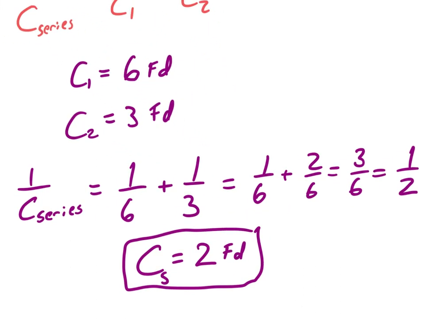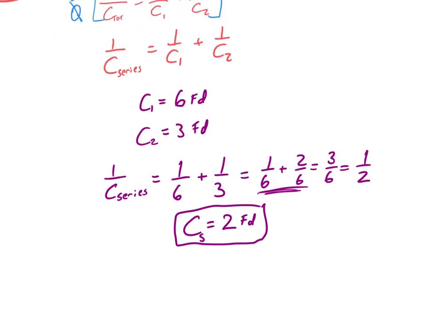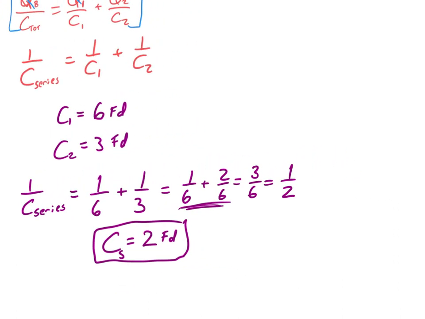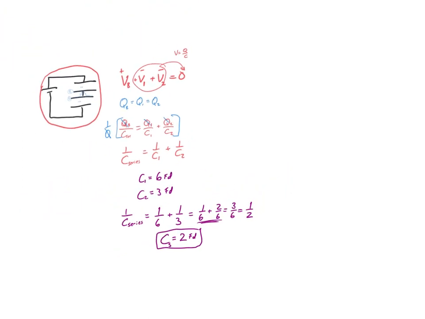You have to create a common denominator to add these things together. And once you've added them together, you still have to flip it over. You still have to take the reciprocal. 5 minutes left.